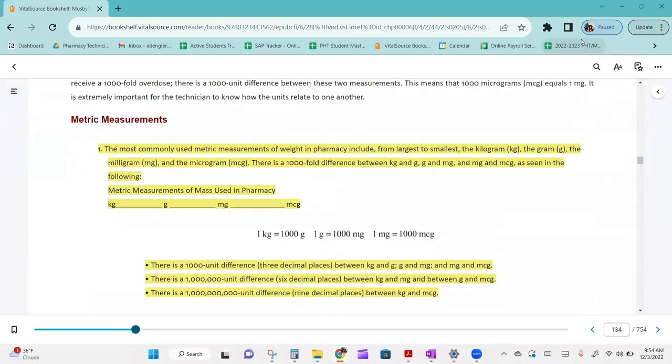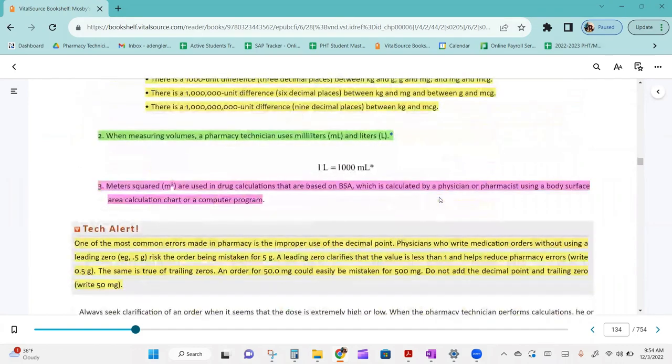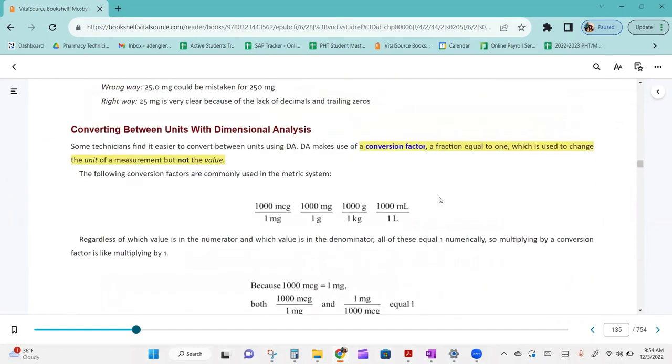All right, so metric measurements. These 3 here are conversion factors. Just want to go back down here. So the book has converting between units with dimensional analysis. So we do not teach dimensional analysis at Ross. I think it's super confusing for students. Some students learn that way though. So if you did, and that's the easiest, most comfortable way for you to do any of this math, then by all means, go ahead.